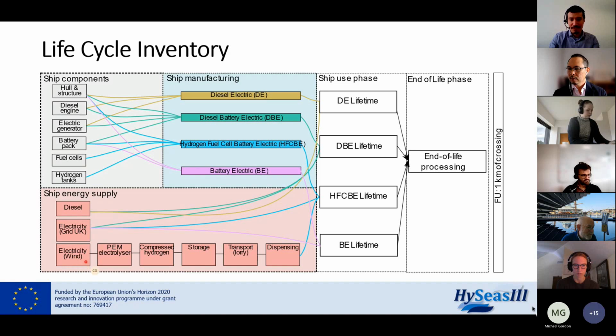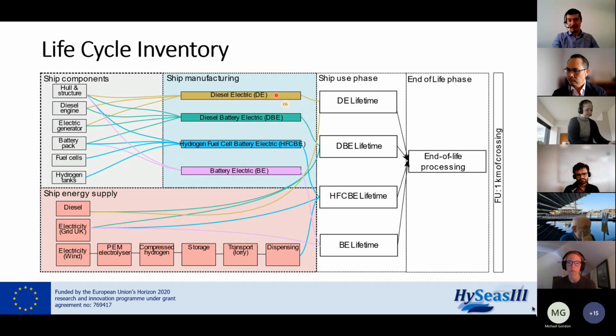And also for hydrogen, we assume production with wind, as is more or less the case in Orkney. There are several projects doing that. So for producing hydrogen, the electricity goes to a PEM electrolyzer. Then we have later compressed hydrogen, some storage, transport, and dispensing. All that was assumed. And you can see here the lines connecting for the different alternatives.